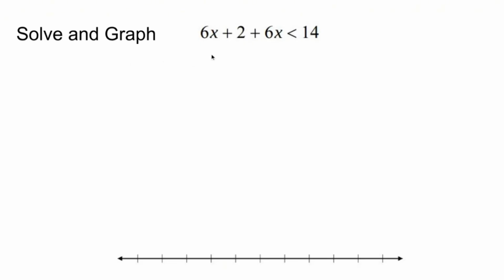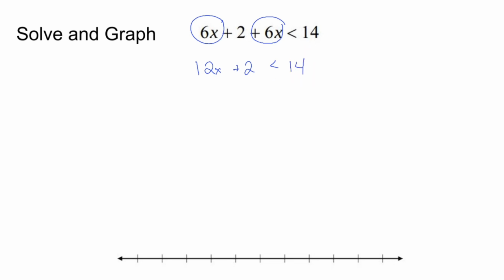All right, solve and graph this inequality right here. What I'm looking at is several things happening on the left side of a less than symbol. And if you notice that two of those things are like terms and they're on the same side, just combine them. 6x and 6x add up to 12x. Drop down plus 2, drop down less than 14.